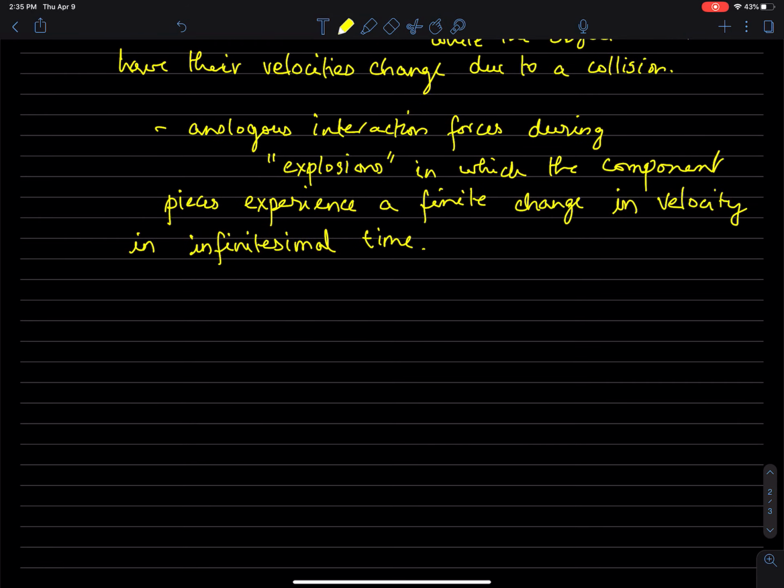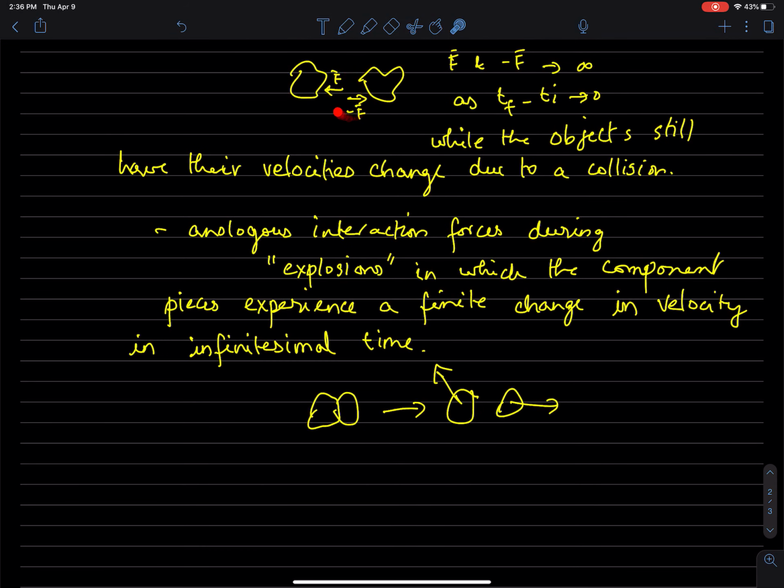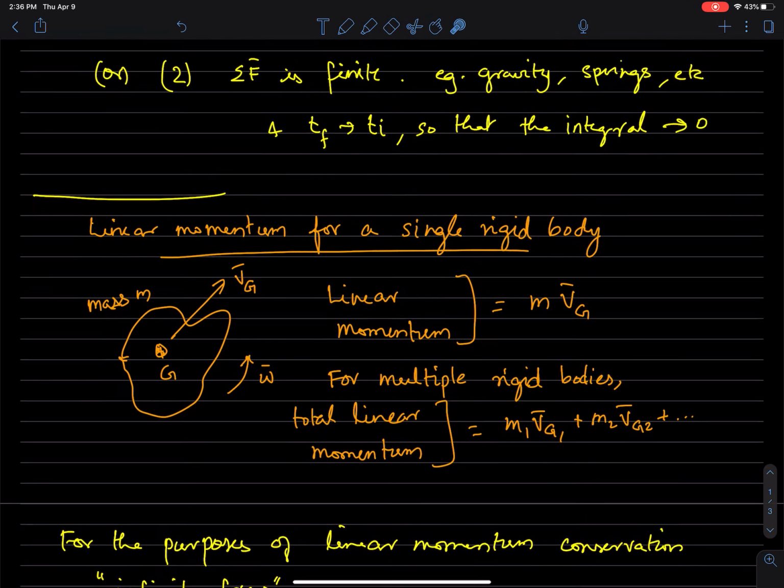Okay, so imagine you have two objects stuck together, and then there's a collision where this is going in some direction, this is going in some other direction, and the forces between the two objects during the collision are what produces finite change in velocity. And if that finite change in velocity happens in basically infinitesimal time, then those interaction forces need to be infinite. Of course, in reality, these forces are not infinite, but just large.